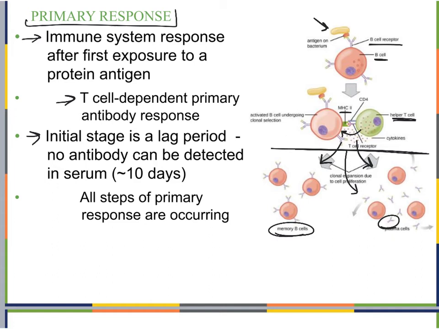Now, this is our lag period. This is where no antibody can be detected in the serum. So it takes about 10 days after being exposed to a particular pathogen for our bodies to start producing the antibodies to fight it off, and then eventually go around and start fighting this off. So all the steps of the primary response are occurring at this time. So a lot of those things that we already spoke about with inflammation and fever and things like that, they're going to just be starting.